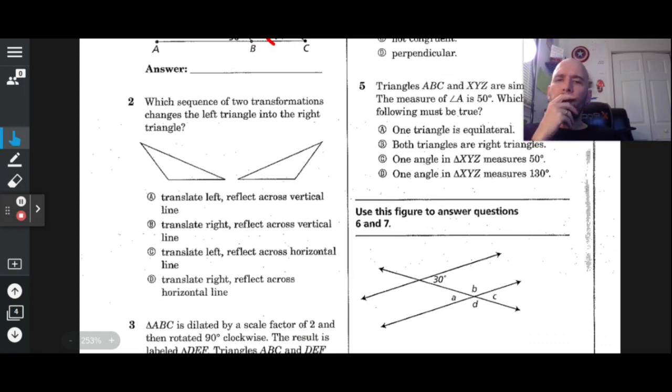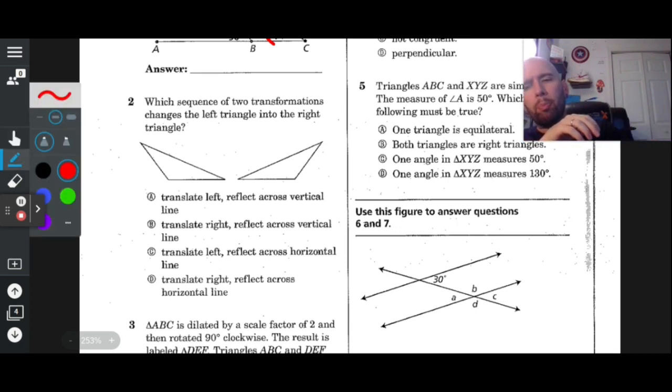Which sequence of 2 transformations changes the left triangle into the right triangle? Now, I don't like this problem, but I think what it wants us to do is if we were to flip and move it to the right, we would get this guy. Or we can move to the right and flip. That's fine too. So I think the answer is B.